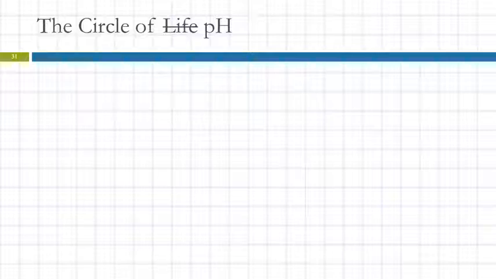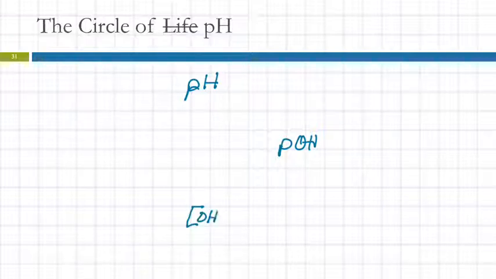So the circle of pH. So we've got 4 different quantities, and they are related to each other, and I think of them as being in a big circle. I call it the circle of pH, and then you hear the Lion King theme song playing in your head, right? So it doesn't really matter where you put them or what you start with. I'm going to start with pH at the top, and then we'll put pOH over here, and hydroxide ion concentration down here, and hydronium ion concentration over here.